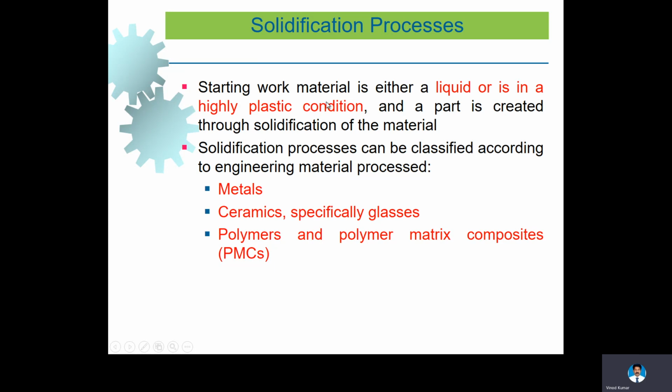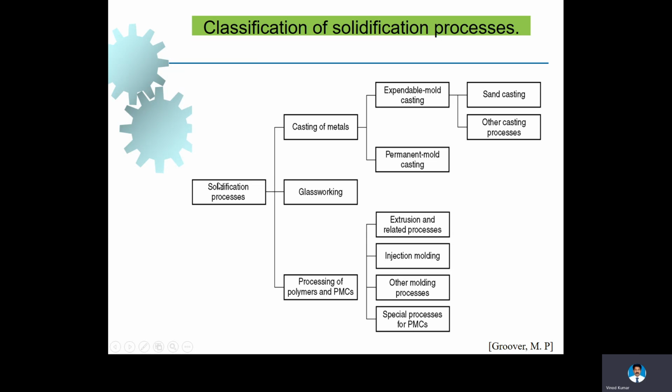So the starting work material is a liquid, or metal in a highly plastic condition. This metal is heated, we get molten metal, and after solidification of the molten metal, we get a product made by the casting process. Normally we use metals, ceramics and polymers for casting process. Basically the process involved in casting is a solidification process.